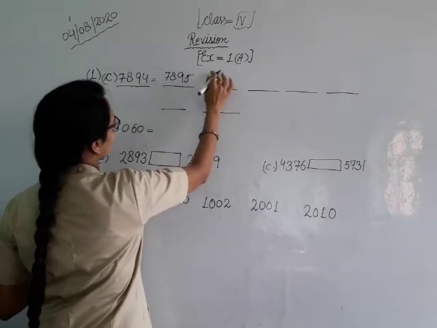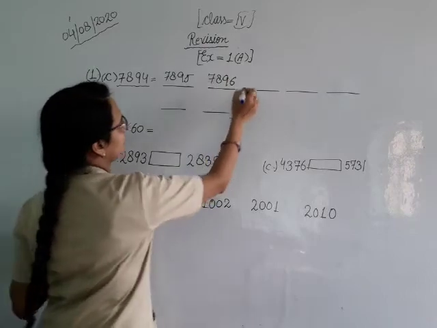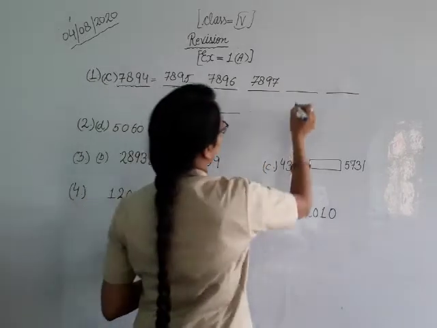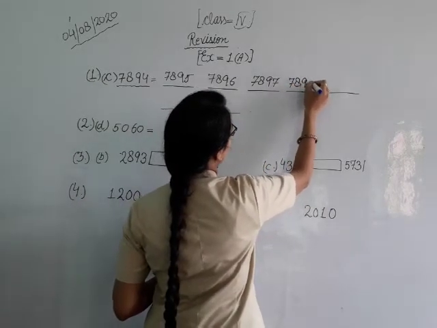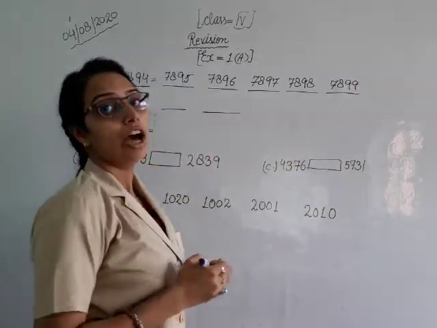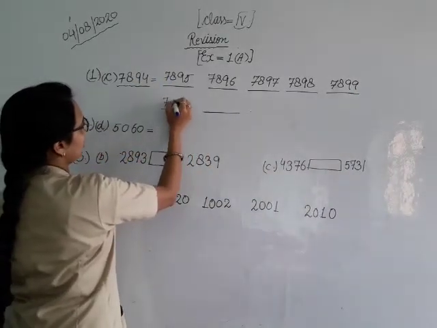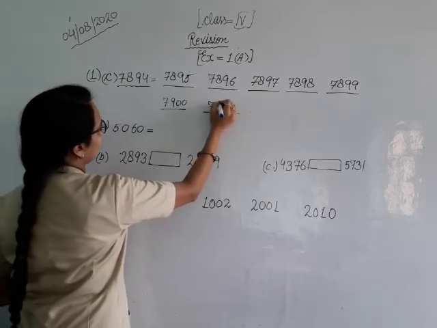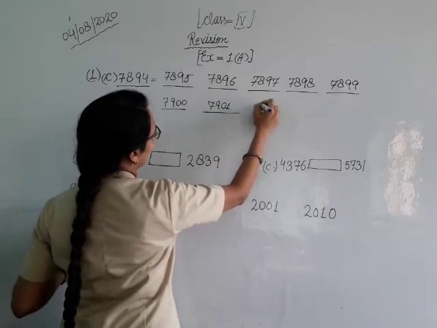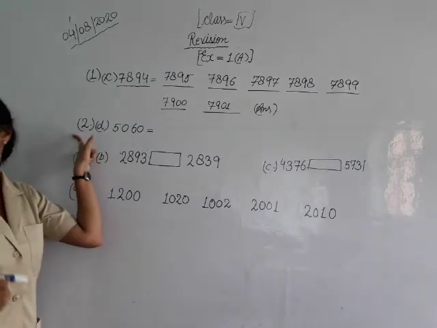Then 7,896. Then 7,897. Understood? 7,898. 7,899. And what will come after 899? 900. Okay? 7,900 and 7,901. Okay? So this is your answer. Understood? Okay.